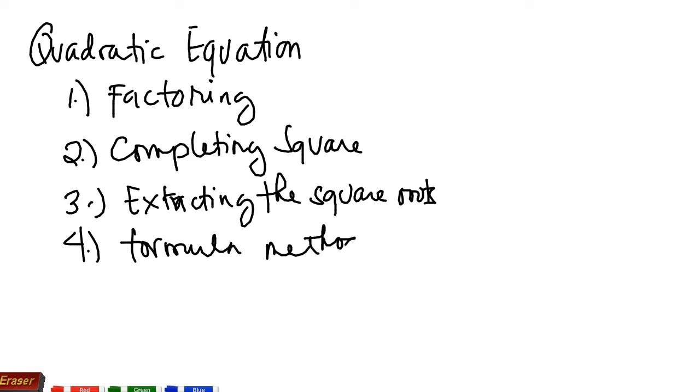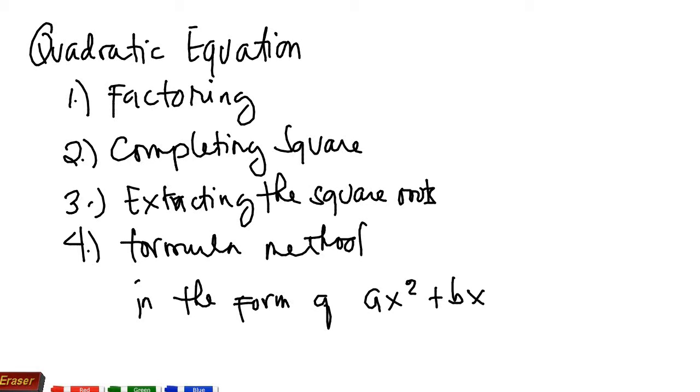Take note that a quadratic equation is in the form of what? In the form of ax squared plus bx plus c equals 0. So that is now the form of a quadratic equation. A quadratic equation is a second degree equation. So we're going to go through the different methods that we are going to use to solve a quadratic.